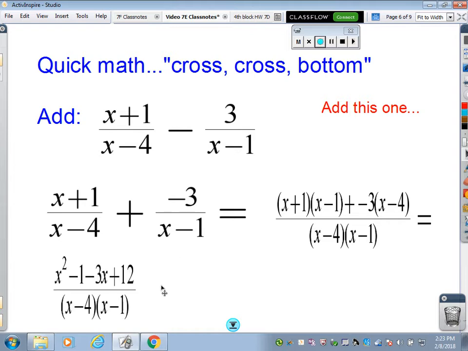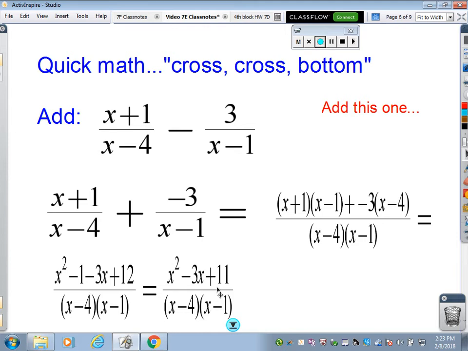So I'm going to distribute. I'm going to multiply x plus 1, x minus 1, and get x squared minus 1, and distribute my negative 3, and get negative 3x plus 12. Combine like terms, so negative 1 plus 12 is 11.